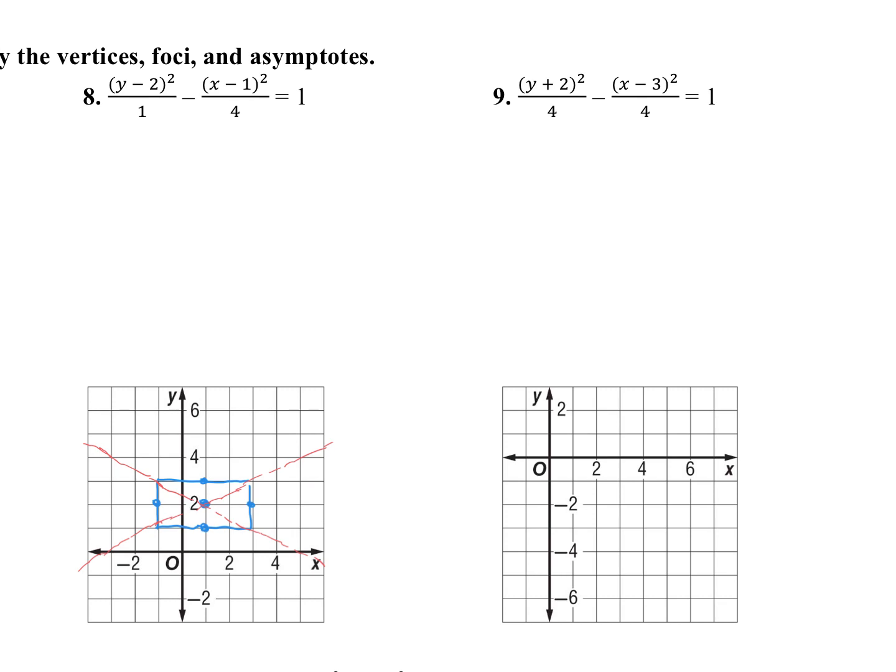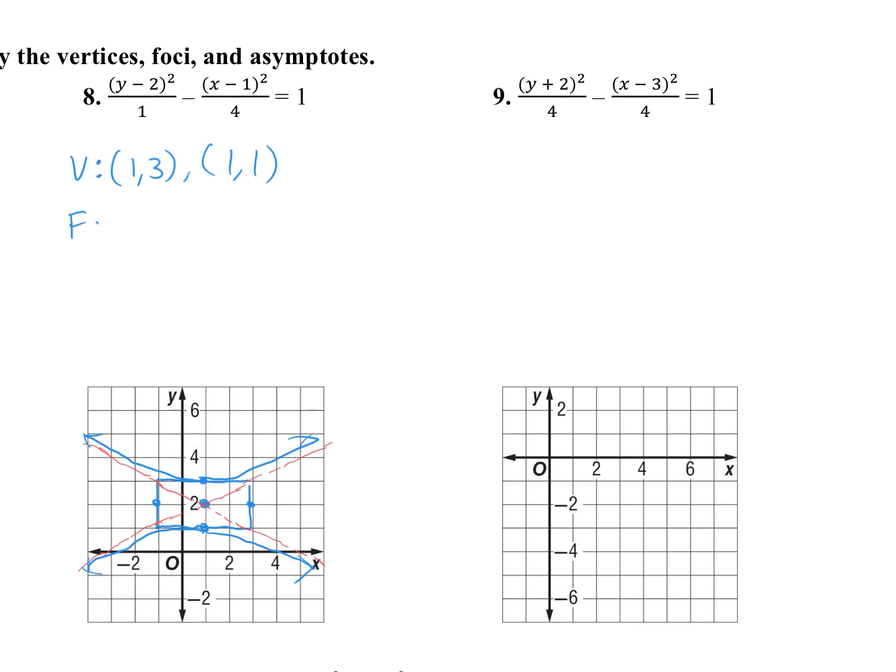This is another vertical hyperbola. So we start on the top of the box and just try to get close to the asymptotes. And we need to find the vertices, the foci, and the asymptotes. Vertices, if you look at the graph, the one on the top of the box is 1, 3. And the one on the bottom of the box is 1, 1.